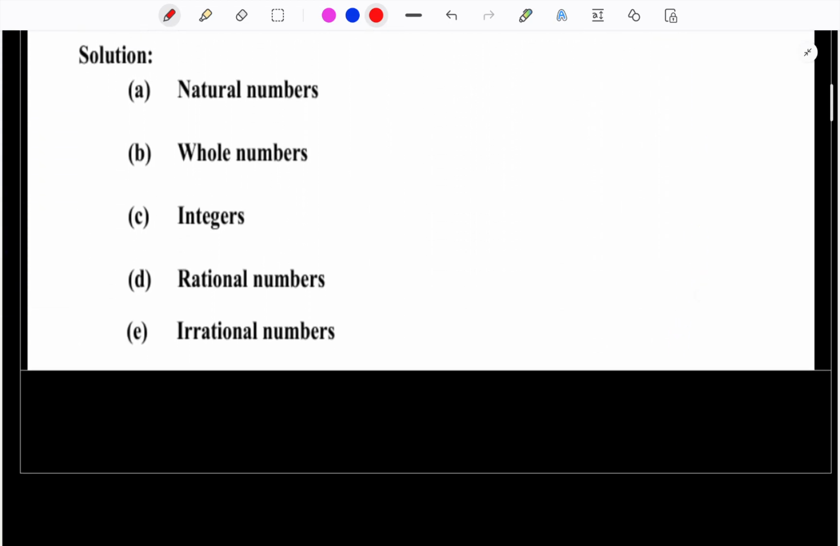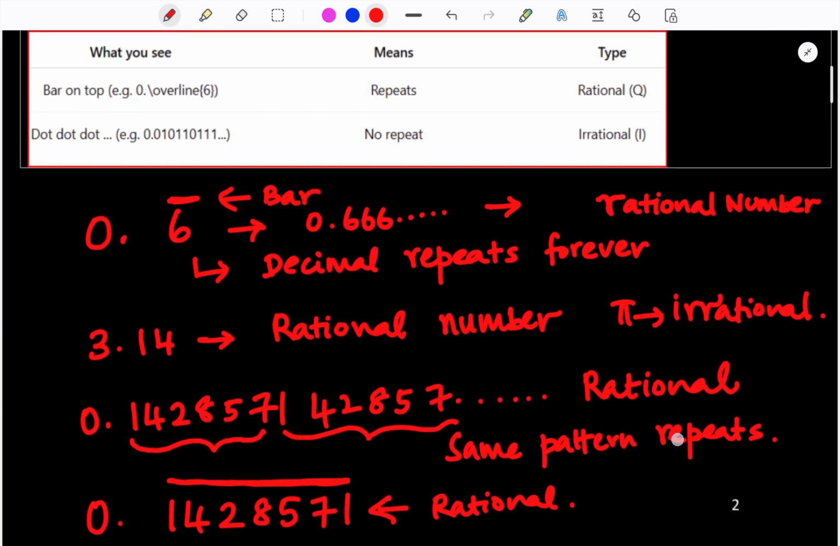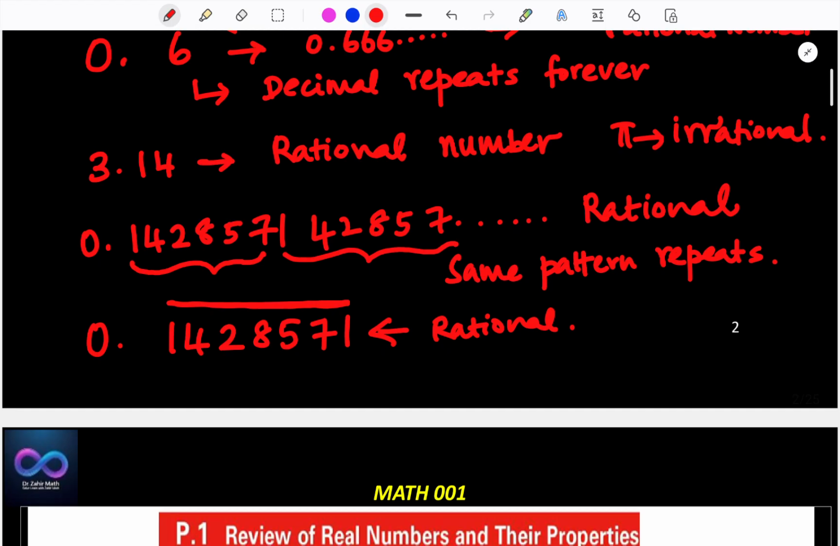Let me write here. There's a small space here, right? Let me change the color and I will write.